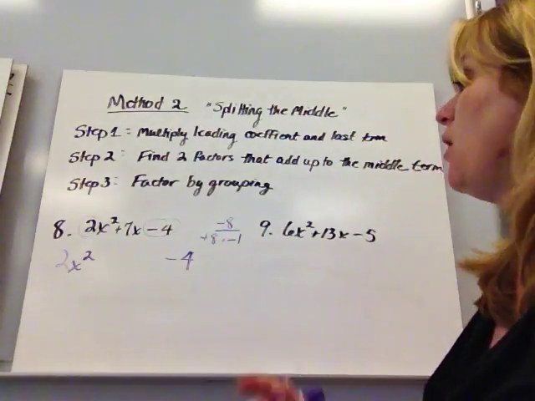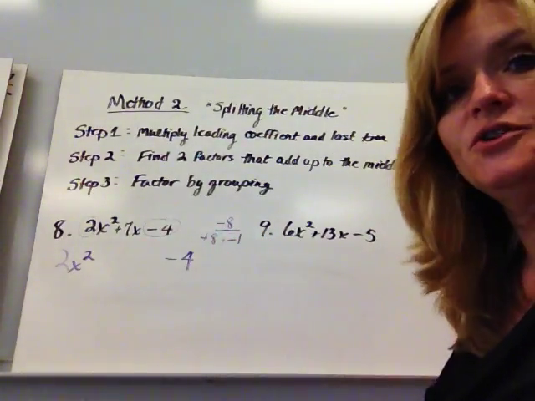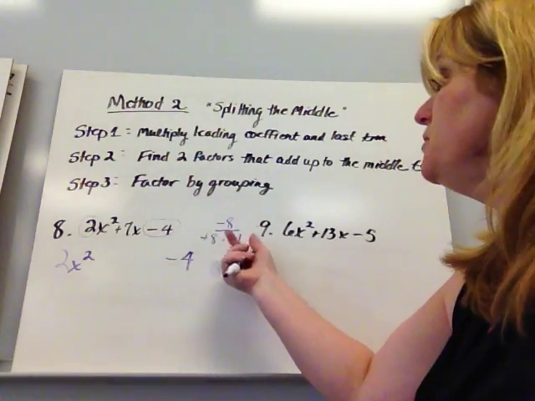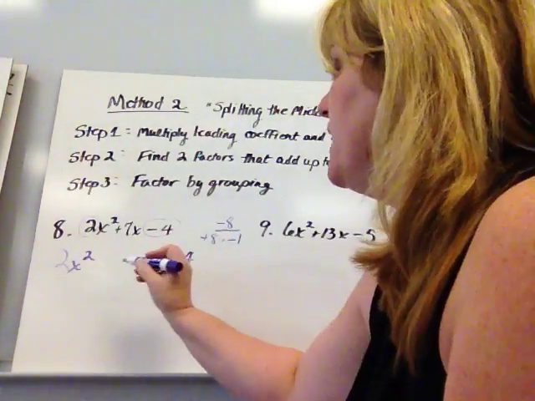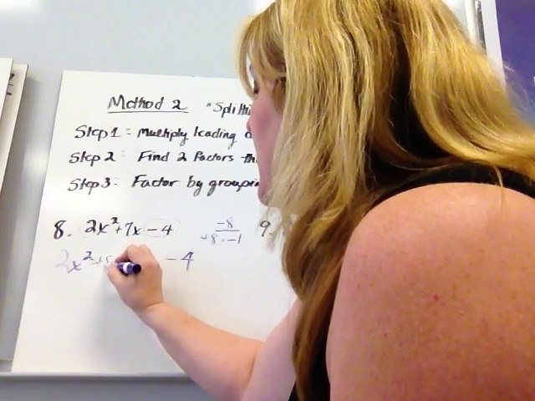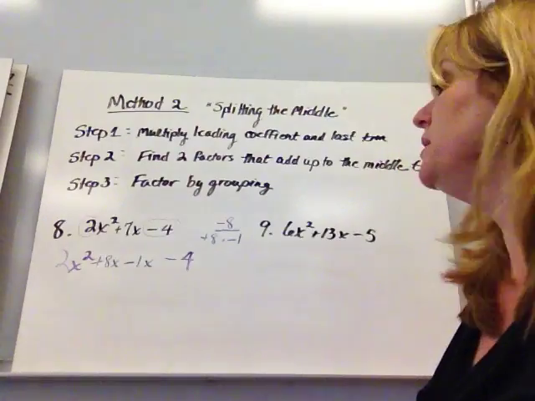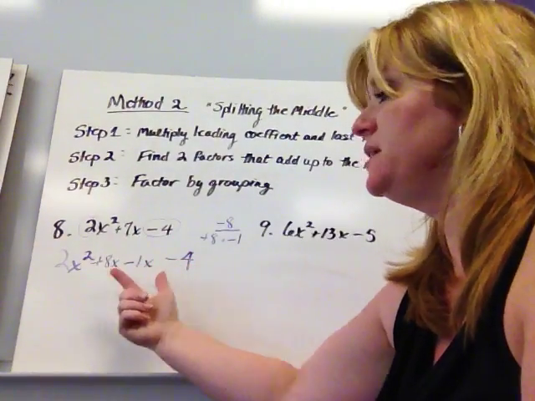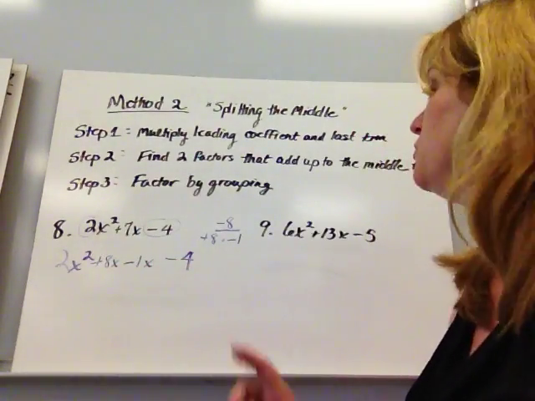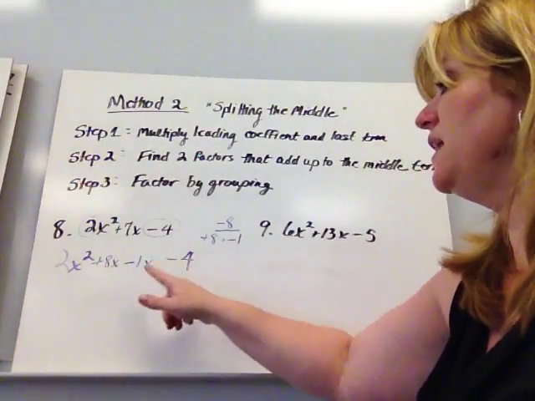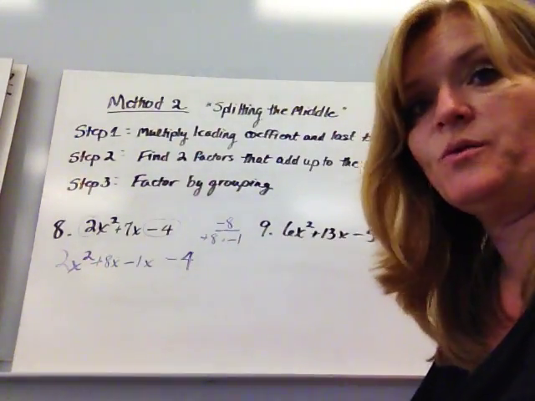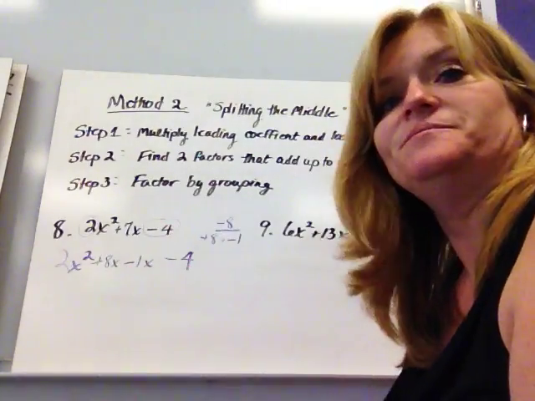All right? Now, once you find those 2 terms, you bring them down here, and all you need to do is write the x there. So I can say plus 8x minus 1x. That's why it's called splitting the middle. I took that 7x and I split it this way. Now, you could have written the negative 1x first and the 8x second. It doesn't matter which way you write it. Just split the middle. Okay?